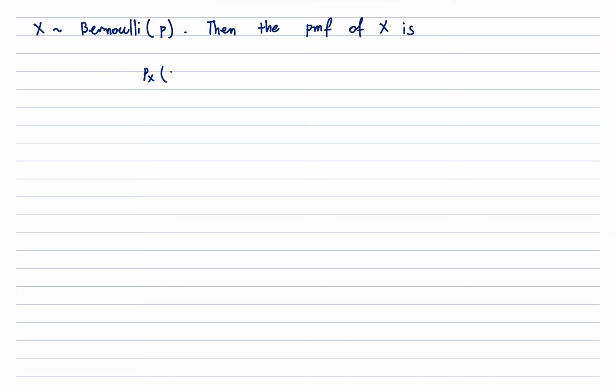Sometimes you might see it written as the probability that X is equal to x is equal to p if x is equal to 1, and 1 minus p if x is equal to 0. Or alternatively, we can write it in the form p to the power of x, times 1 minus p to the power of 1 minus x, where x takes values of either 0 or 1.